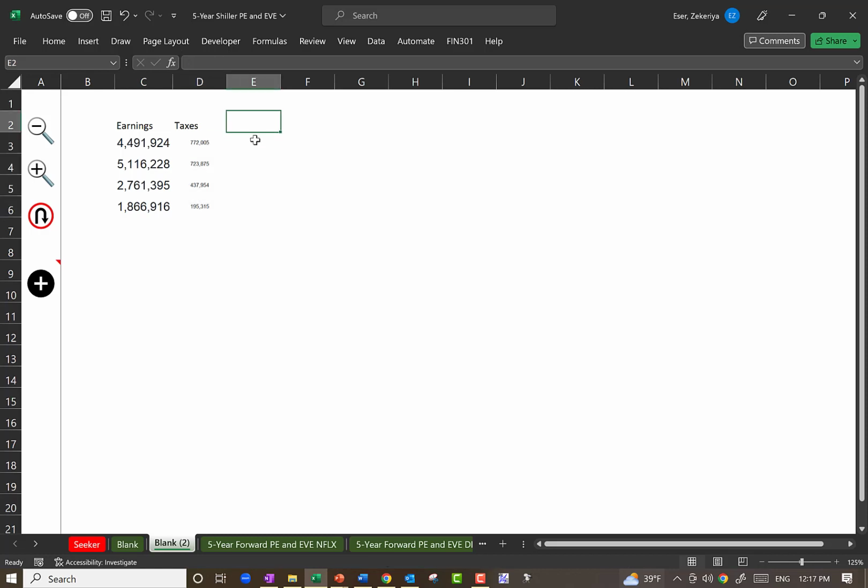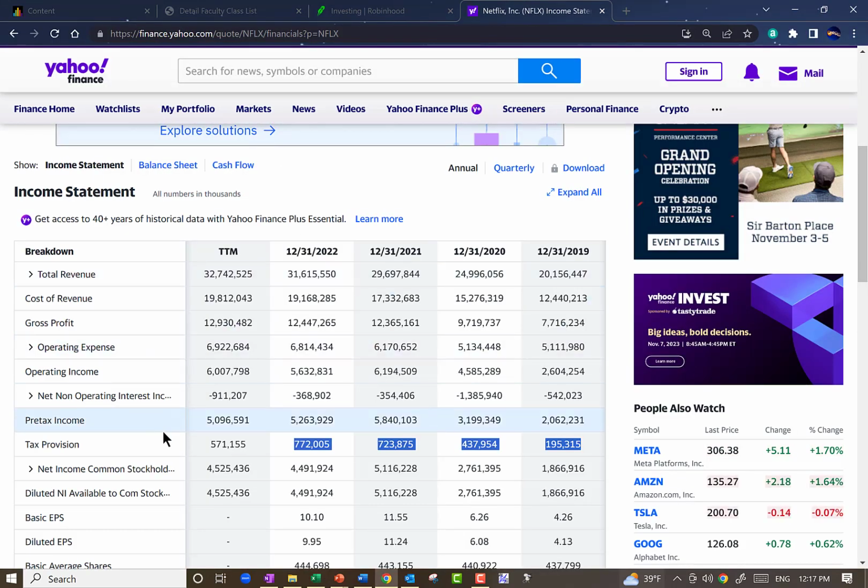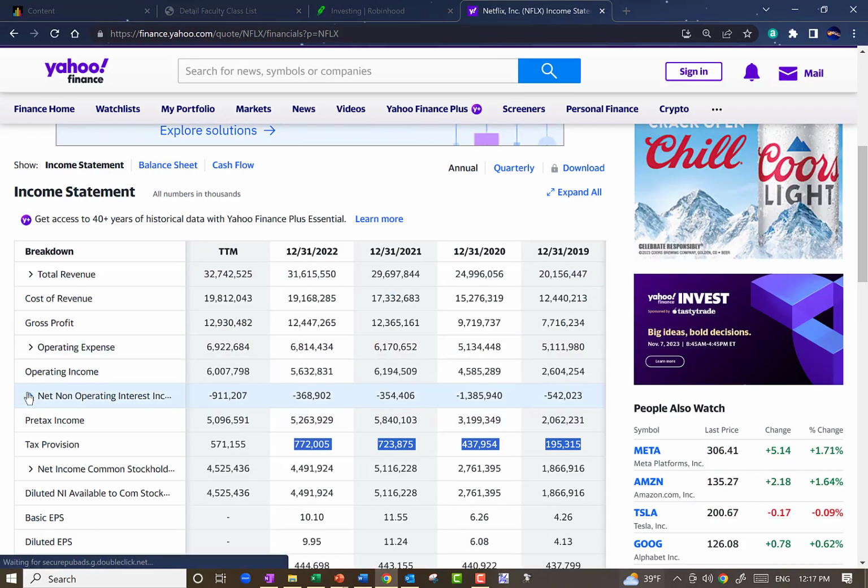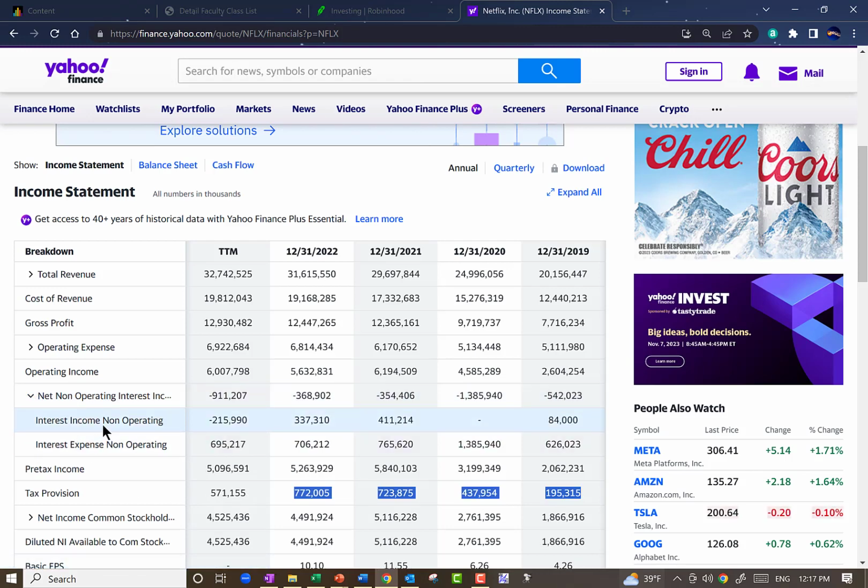I'll change the font later. Net interest. This is net non-operating interest income.